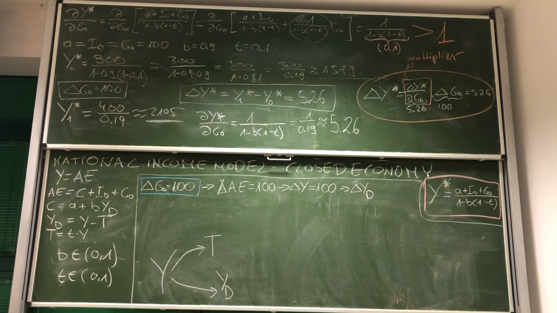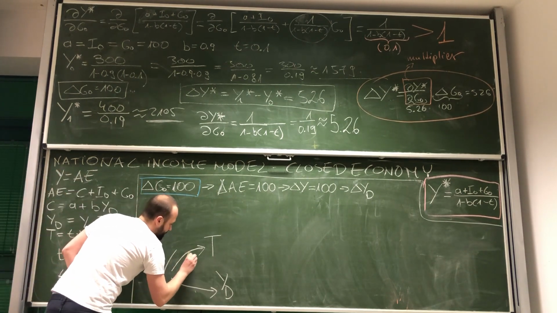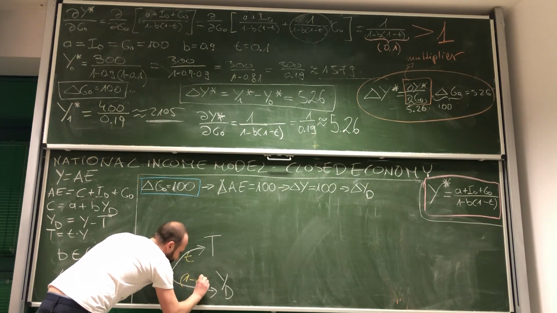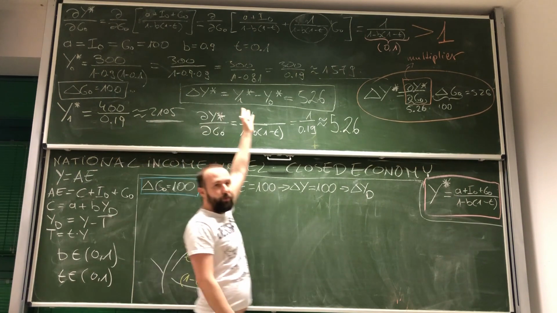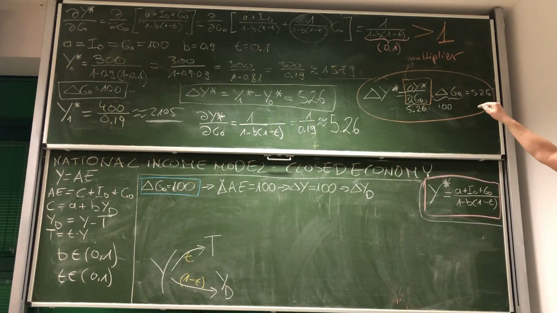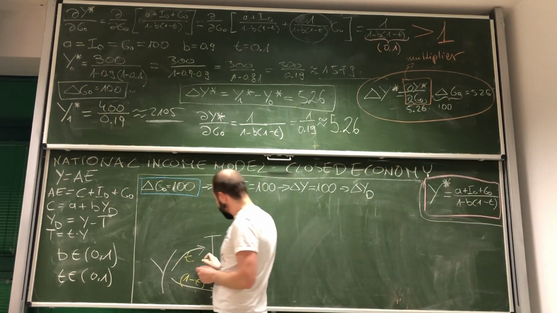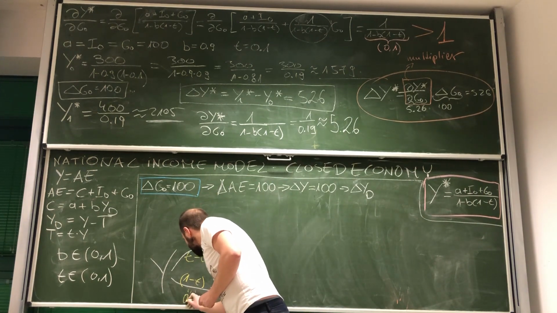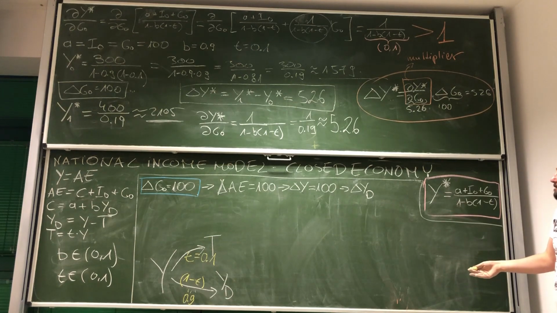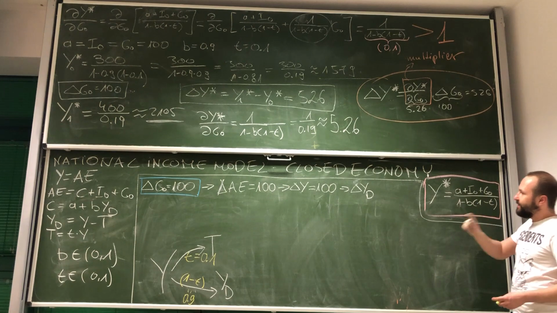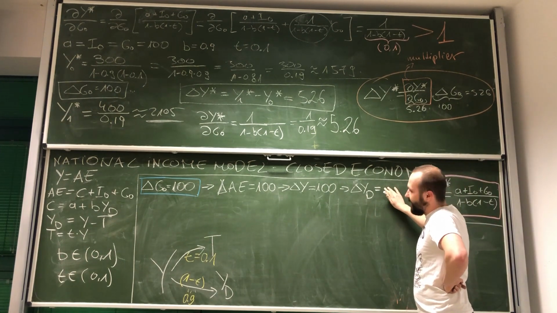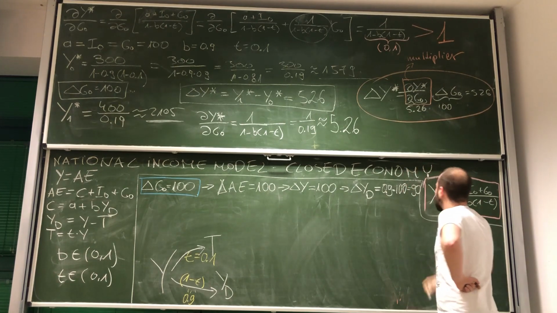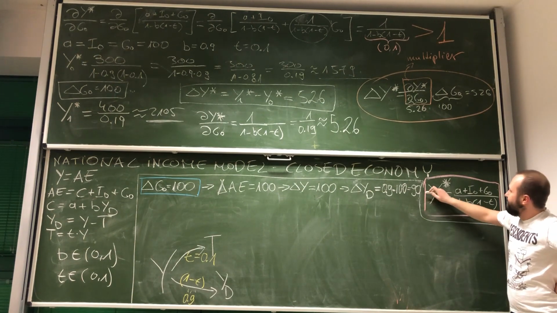But how much are we giving to the government? We give t. So how much are we actually receiving out of our income? 1 minus t. Look, in our example, the tax rate is 0.1, which means 10%. This means that government receives 10% of your income. So we're receiving 0.9. We need to take 1 minus t, which is 0.9, multiply it by 100, and we will know by how much disposable income of households has increased: by 90.